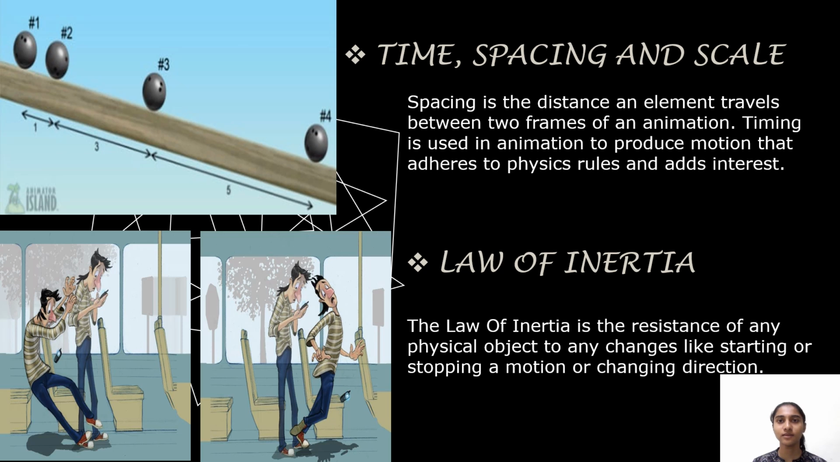So we will start with the first principle, that is timing, spacing and scale. Spacing is the distance an element travels between two frames of an animation. Timing is used in animation to produce motion that adheres to physics rules and adds interest. Second principle is law of inertia. The law of inertia is the resistance of any physical object to any changes like starting or stopping a motion or changing direction. Here two pictures are there. The first picture defines the first principle, that is timing, spacing and scale, and the second picture defines the law of inertia.